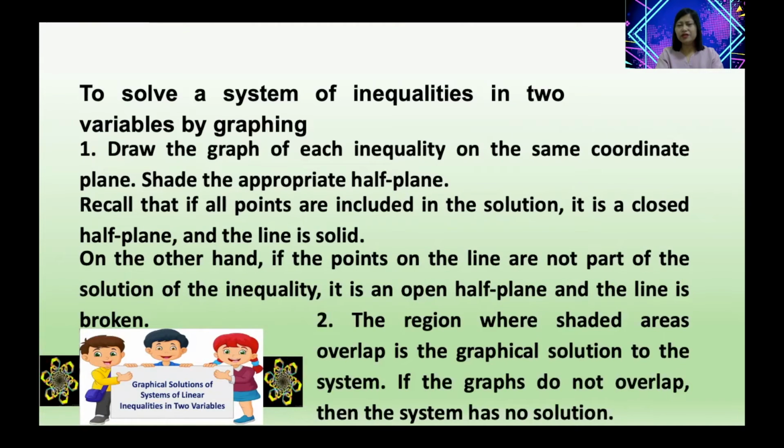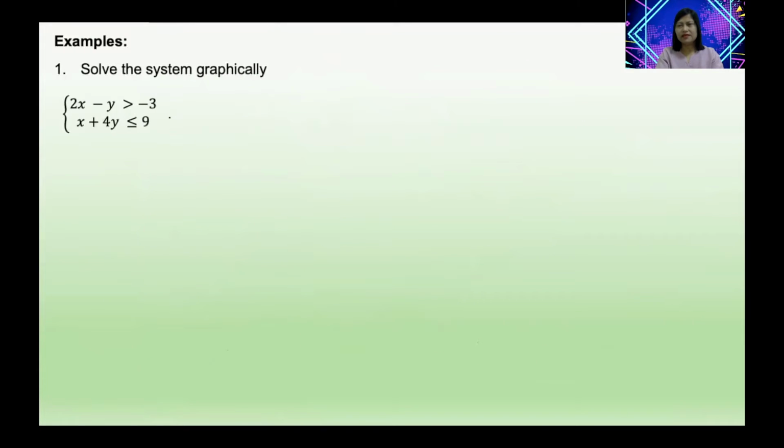Second, the region where shaded areas overlap is the graphical solution to the system. If the graphs do not overlap, then the system has no solution. Let's have the examples. Number 1. Solve the system graphically.